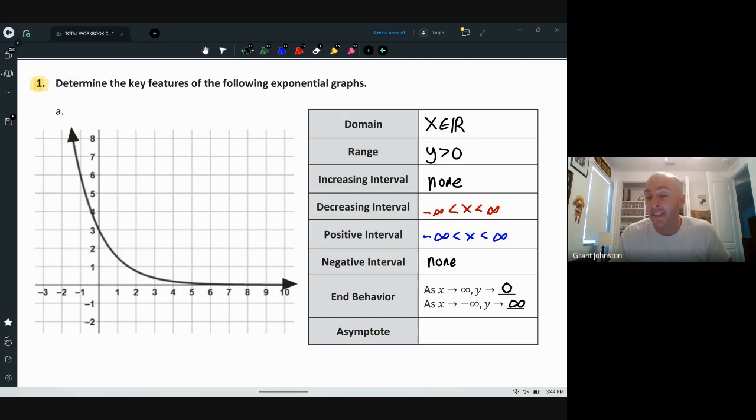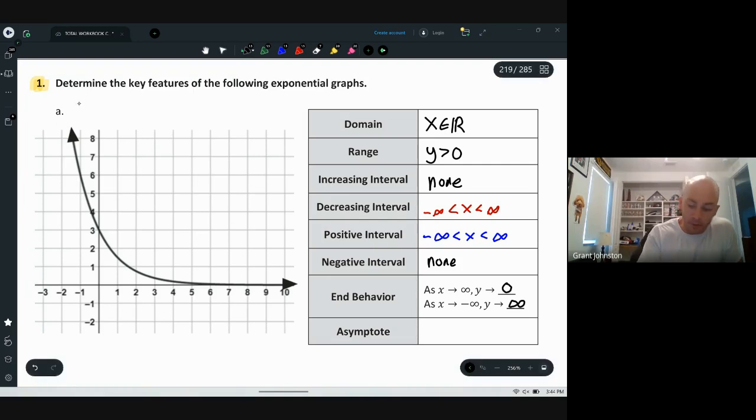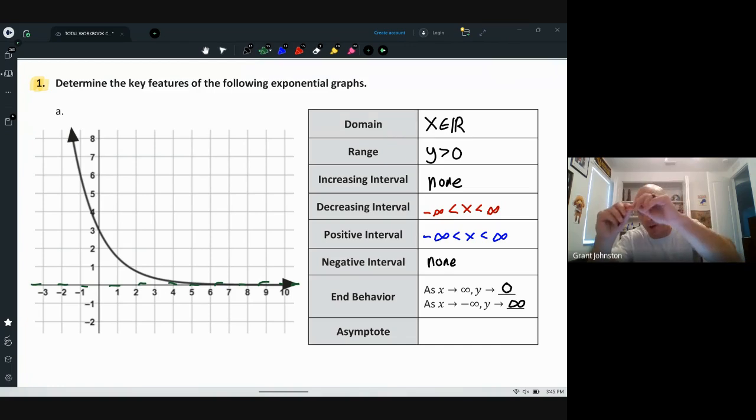The asymptote is that line that the graph continually approaches but never touches. And like it said in the notes up there, it's going to be the x-axis. I'll draw it in green. It's this line. It looks like it touches it, but it's actually just getting smaller and closer and closer. The asymptote for this graph would be the x-axis, in other words, y equals 0.